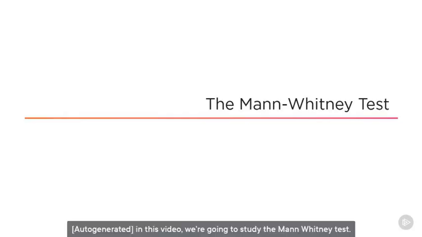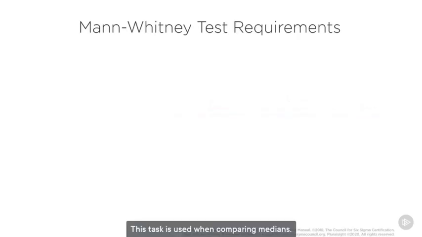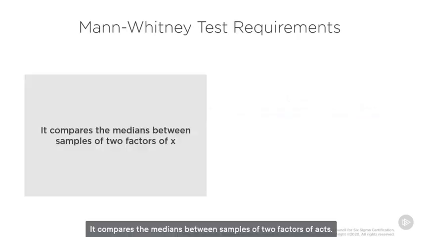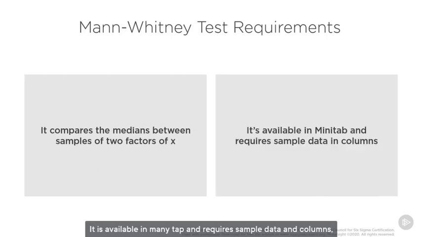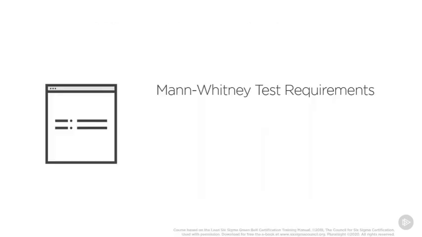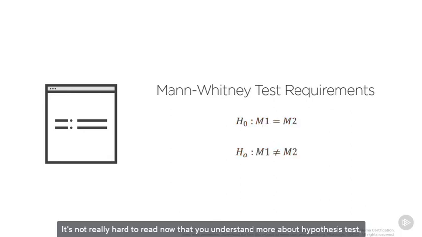In this video, we're going to study the Mann-Whitney test. This test is used when comparing medians. It compares the medians between samples of two factors of X. It is available in Minitab and requires sample data in columns. And the hypothesis test is set up as you can see on your screen. It's not really hard to read now that you understand more about hypothesis tests, isn't it?